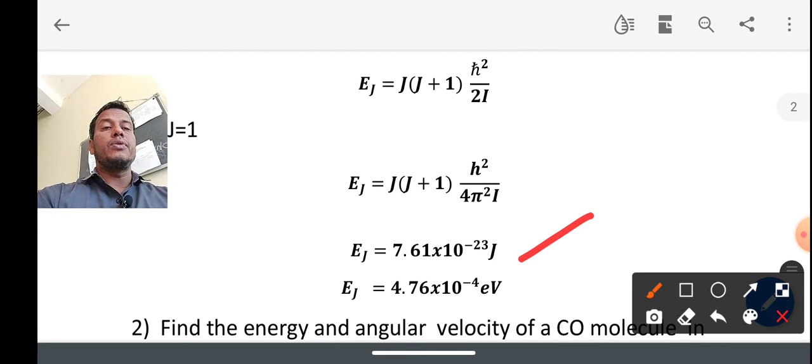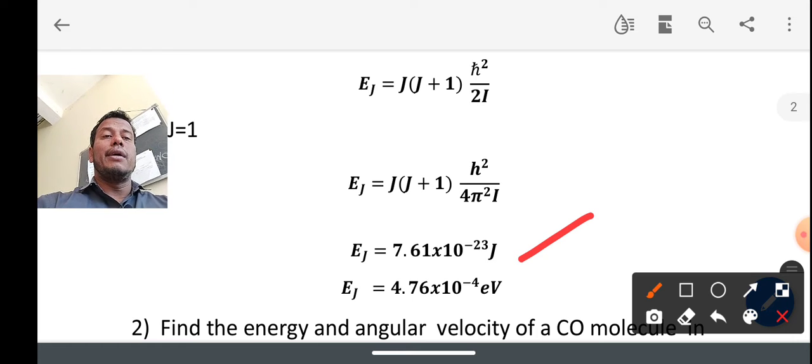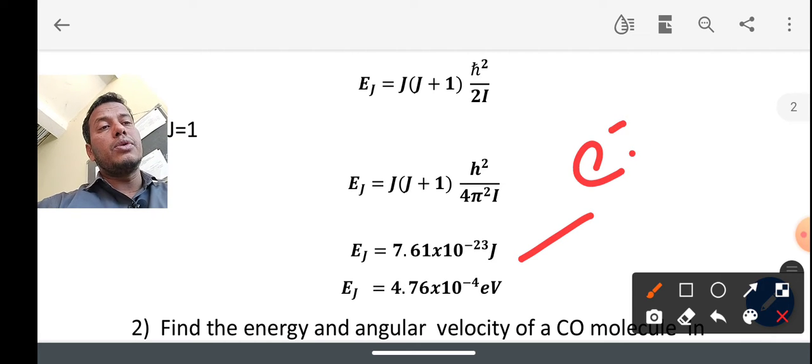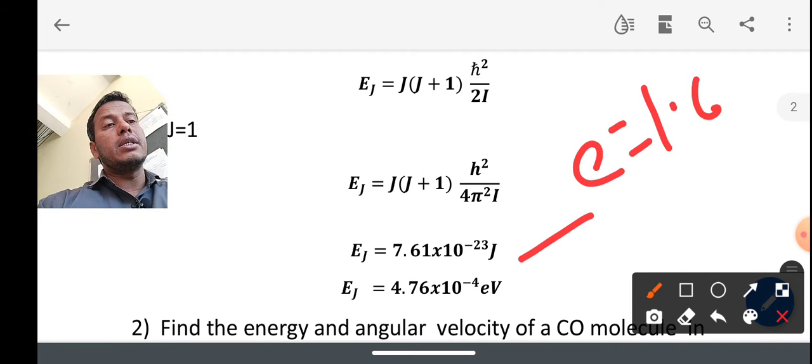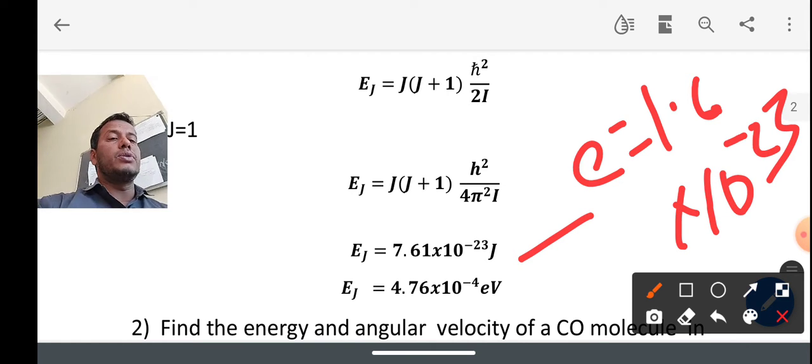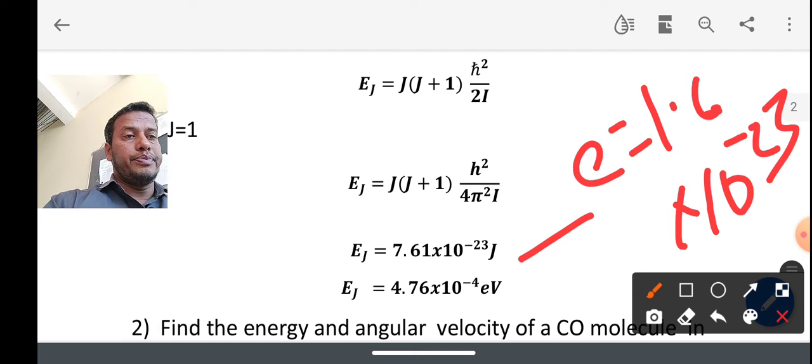This can be converted into eV. The energy is 4.76 into 10 to the power of minus 6 eV, because e is equal to 1.6 into 10 to the power of minus 19. Put this value, divide 7.61 by it, and you get 4.76 eV.